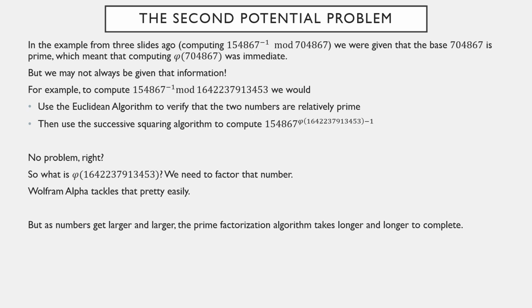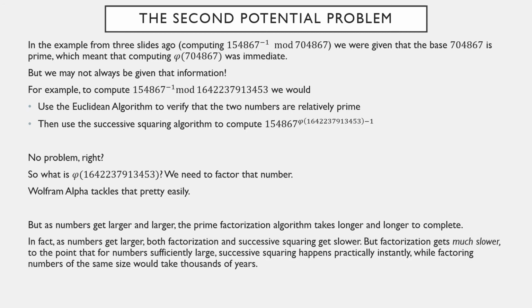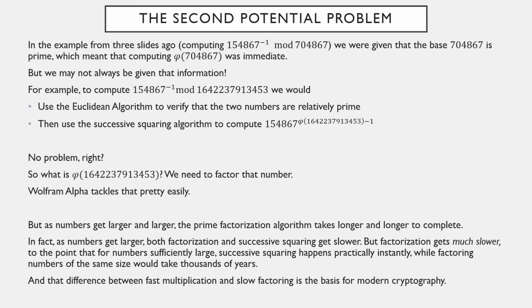But as the numbers get larger and larger, prime factorization gets slower and slower. In fact, both factoring and the successive squaring algorithm get slower and slower as the number gets bigger. However, factorization gets much, much slower than the successive squaring algorithm does. In fact, at a certain point, for numbers sufficiently large, successive squaring can still happen practically instantly on a modern computer. But factoring numbers of that size would take quite literally thousands of years of computational time. So the difference between fast multiplication and slow factoring is a big deal, the basis of modern cryptography, in fact.